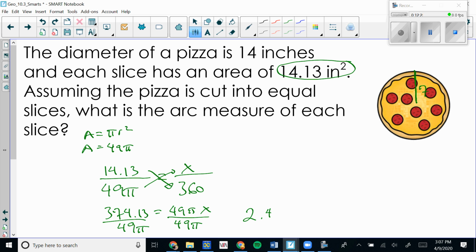2.4. I don't think it says anything about rounding. So what's the arc measure? 2.43. And that's degrees. So this pizza is cut incredibly small into very, very small pieces. You have a lot of them. And that's the last one we're going to do. So that is the arc measure of that last problem.